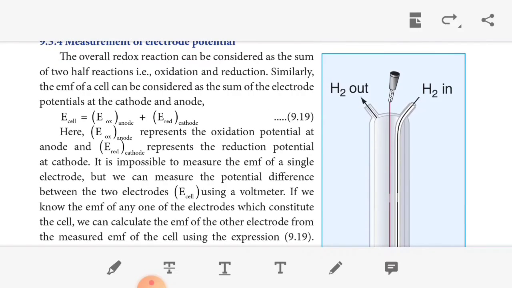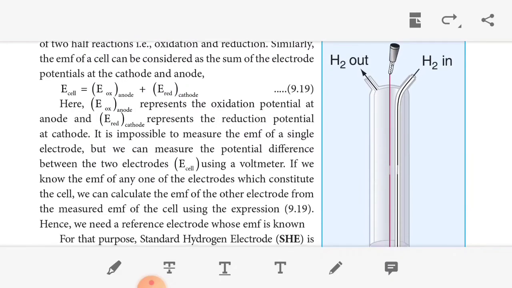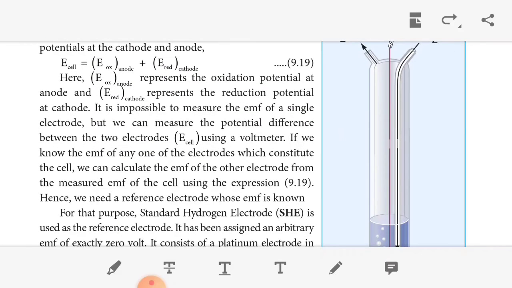So here the anode represents oxidation potential and the cathode represents reduction potential. It is impossible to measure the EMF of a single electrode, but we can measure the potential difference between the two electrodes, that is cathode and anode, using a voltmeter.